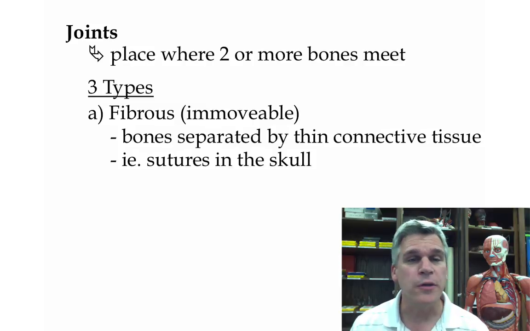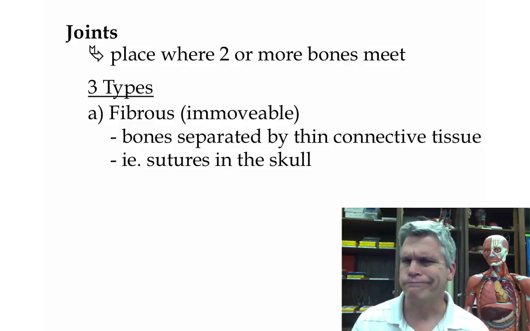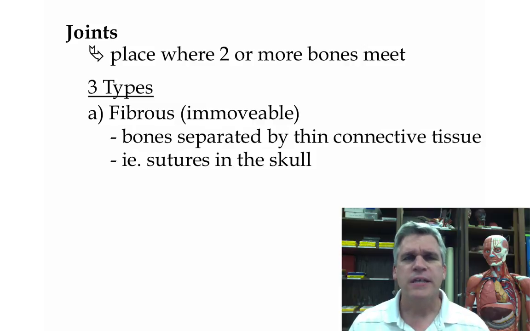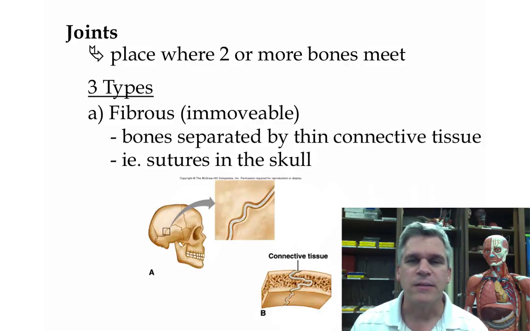Now these used to be called immovable joints, which does a better job of describing them because where the two bones meet, the bones don't move. Hence the name immovable. Here we see that the bones are separated by some thin connective tissue. These make up the sutures of the skull. So where, for instance, the parietal and the temporal bone meet, there is some connective tissue connecting those two bones, but the bones don't move.